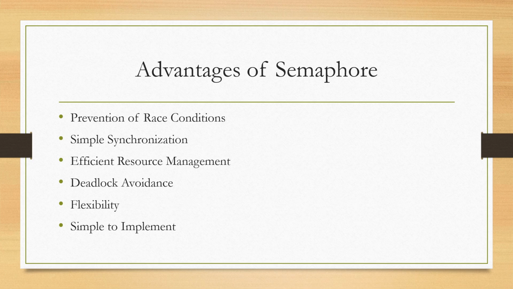6. Simple to implement. Semaphores are straightforward to implement in operating systems and application-level concurrent systems, making them a commonly used tool in process synchronization. Overall, semaphores are an effective and essential tool for synchronizing processes, preventing conflicts, and managing shared resources in multi-process and multi-threaded systems.